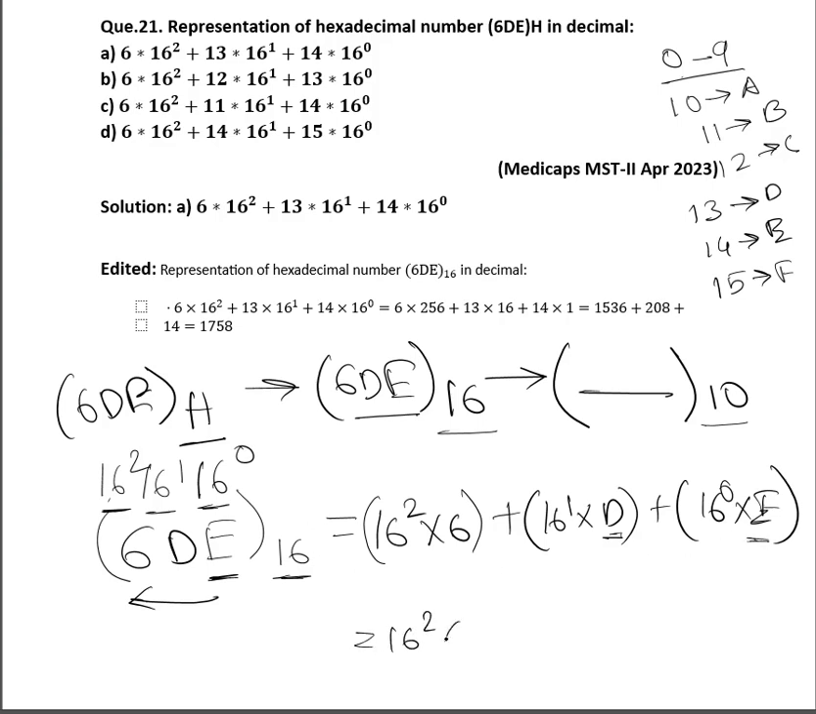So 16 to the power 2 into 6 plus 16 to the power 1 into 13 plus 16 to the power 0 into 14. This will be our final answer, and in this case it is option A.